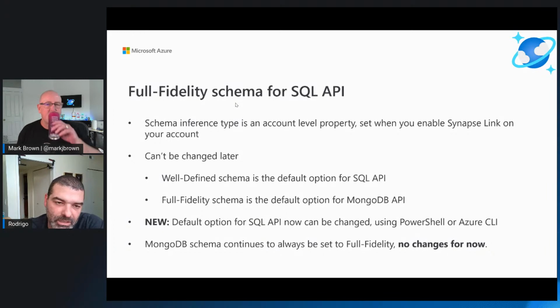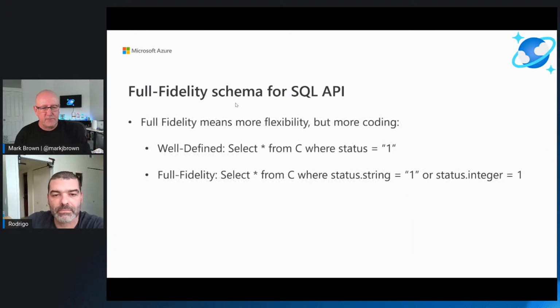But the important call-out here is that now customers using SQL API can use full fidelity instead of well-defined, using PowerShell or CLI. It's not in the portal yet. It will be there. And MongoDB is still using full fidelity. No change for now. But if a couple of customers ask for well-defined for Mongo, we may change that. But full fidelity for SQL was a common ask from our customers, and it's available now. So I just want to let that sink in for folks.